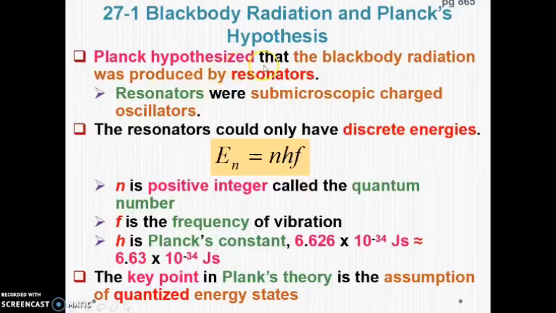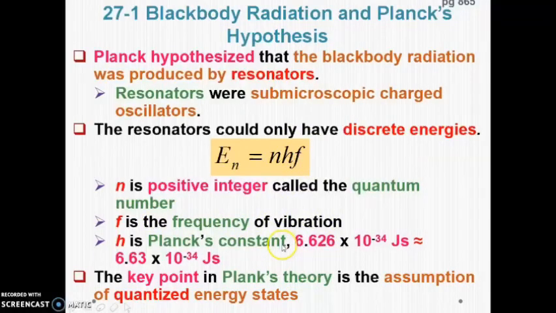So Planck hypothesized that the blackbody radiation was produced by resonators. Resonators were submicroscopic charge oscillators, and the resonators could only have discrete energies. So En is equal to nhf. Basically, before this we already discussed the formula of energy, E is equal to hf, but this one is due to the Planck hypothesis. N here is a positive integer called the quantum number, so the value starts with 1, 2, 3, going to infinity. f here is the frequency of the vibration, and h here is the Planck constant.